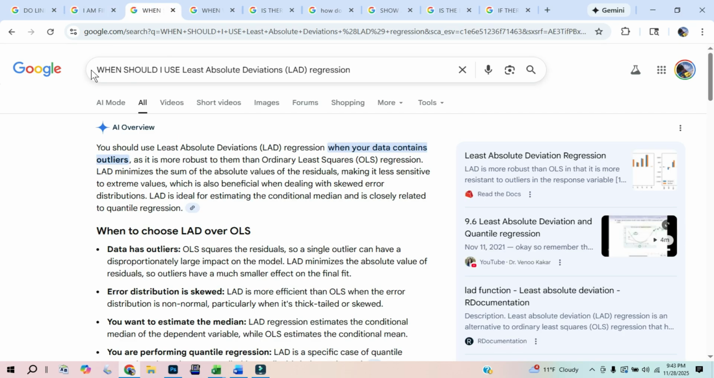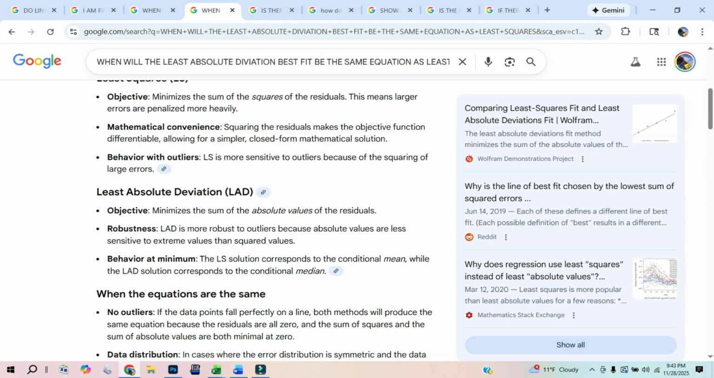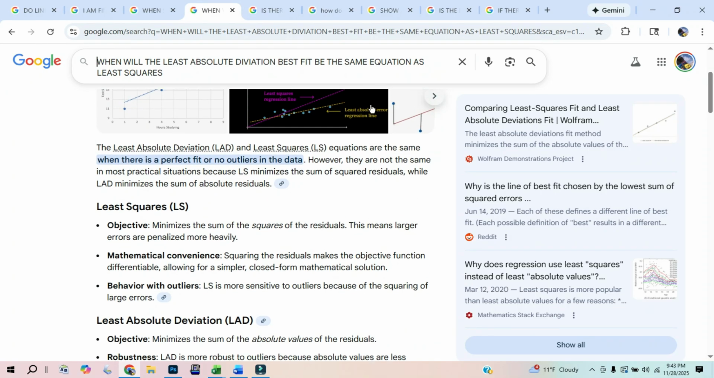So when should I use the least absolute deviation regression? It says you should use it when the data contains outliers. Cool, so we talked about that. Now let's see what this process looks like. When will the least absolute deviation be a better fit, and when is it going to be the same equation as the least squares? The LAD and the least squares equation are the same when there is a perfect fit or no outliers in the data.